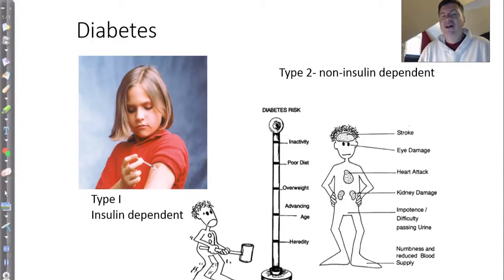And finally, we spent a little time on diabetes. I do want you to pay attention to the difference between type 1 and type 2. Which one is insulin dependent, which one is not? How can a body become non-insulin dependent? What are the risk factors for diabetes, and what are some of the potential consequences? And you see those listed here on the right.